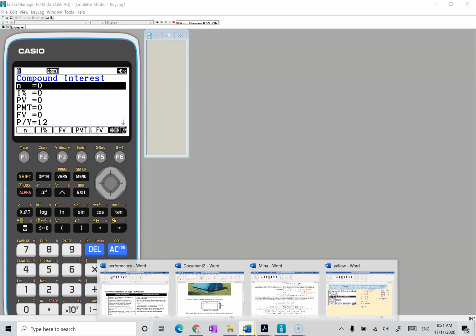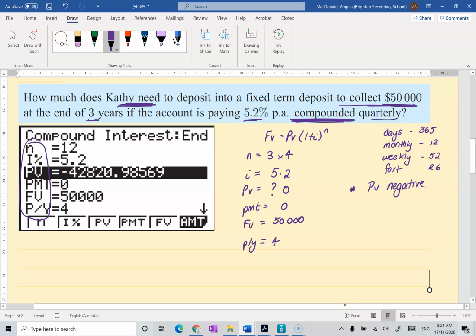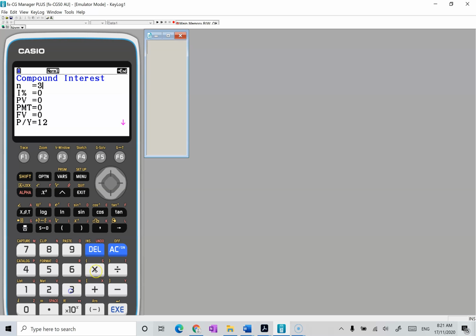So my memory's not that great. What did we have here? So 3 times 4 and 5.2, so 3 times 4. Okay, notice it does it automatically, 5.2. Our PV was what we were trying to find, so we keep that as 0. Our PMT was 0. Our future value was 50,000. And our PY is 4. Now if you scroll down, you can see the CY changes automatically. All right, so that's groovy.